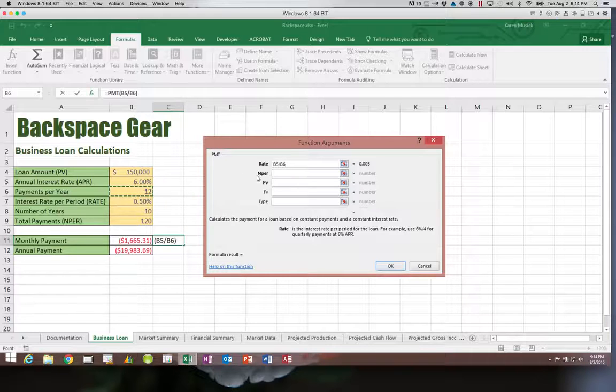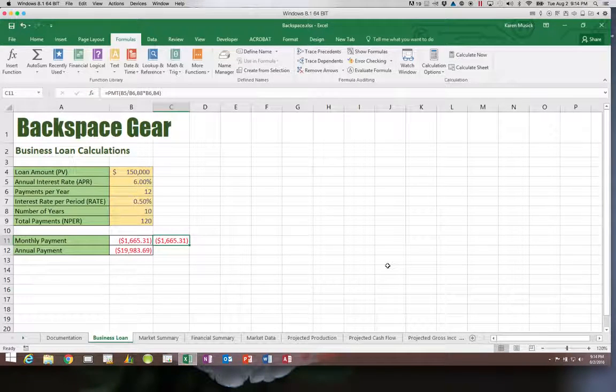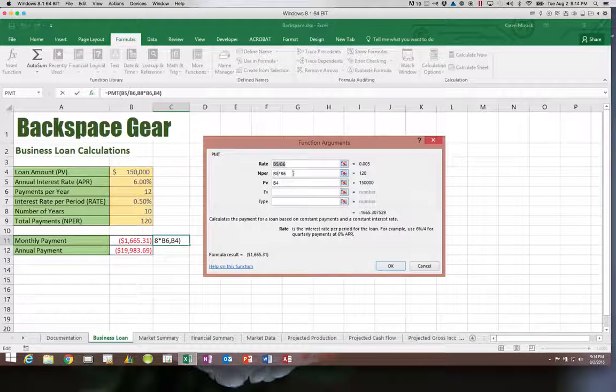The same way with the number of periods. I could say, take the number of years and multiply that by the payments in a year. And then finally, I would have the present value. And you can see that it would generate the same answer. So if you do not have these two pieces of information calculated here, you can put formulas in the different boxes on the function arguments screen.